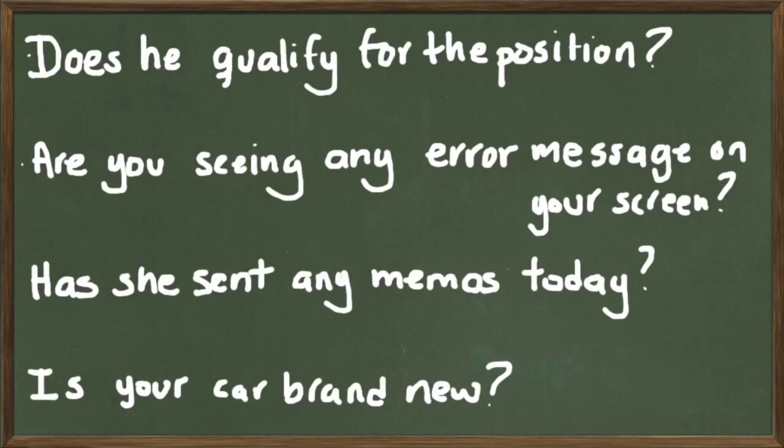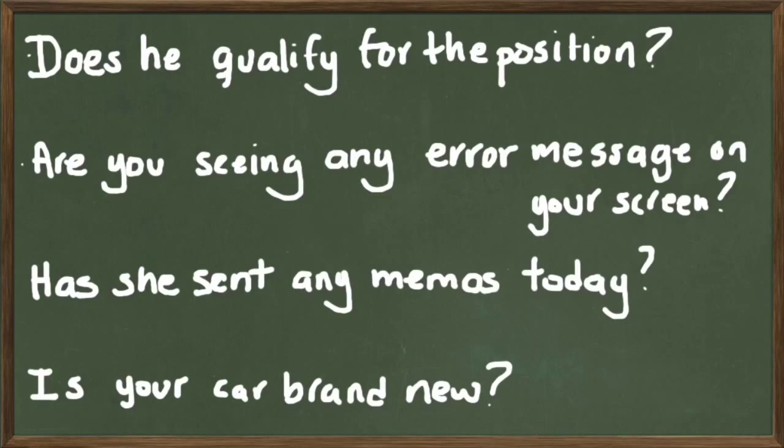Okay, the second one, are you seeing any error messages on your screen? This is when you're in front of the computer and we get a pop-up window giving us an error. Number 3, has she sent any memos today? Memos is like some kind of report. And the last one, is your car brand new? Brand new is like coming right from the agency, from the dealer.